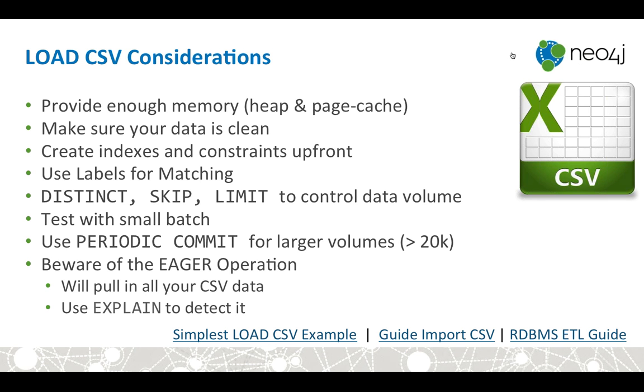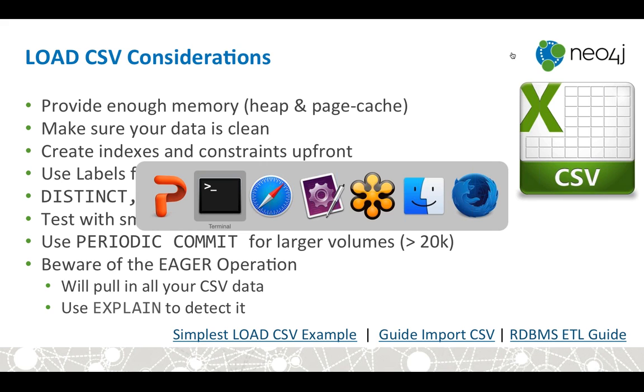So there are some considerations for load CSV, which I don't want to keep from you. Providing enough memory is really helpful, both Neo4j's heap as well as page cache. As I said before, make sure that your data is clean, because otherwise you will get problems perhaps late in the import process. It could be that 98% are okay, and then the next line is broken, and then you have an import which is not correctly imported, which is not so nice.